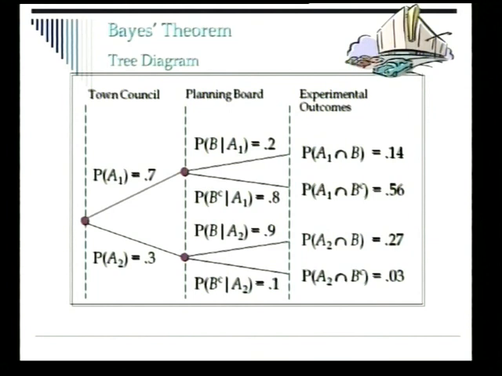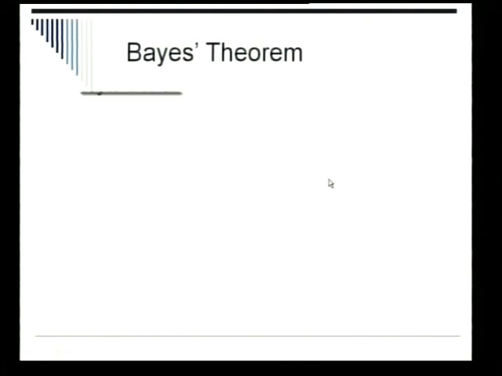So what is A1 intersection B1? I think I don't need to explain, it is very much clear from the tree that A1 intersection B is 0.2 into 0.7. Similarly, A1 intersection B complement is 0.8 into 0.7. So do the multiplication and we will get all these joint probabilities.